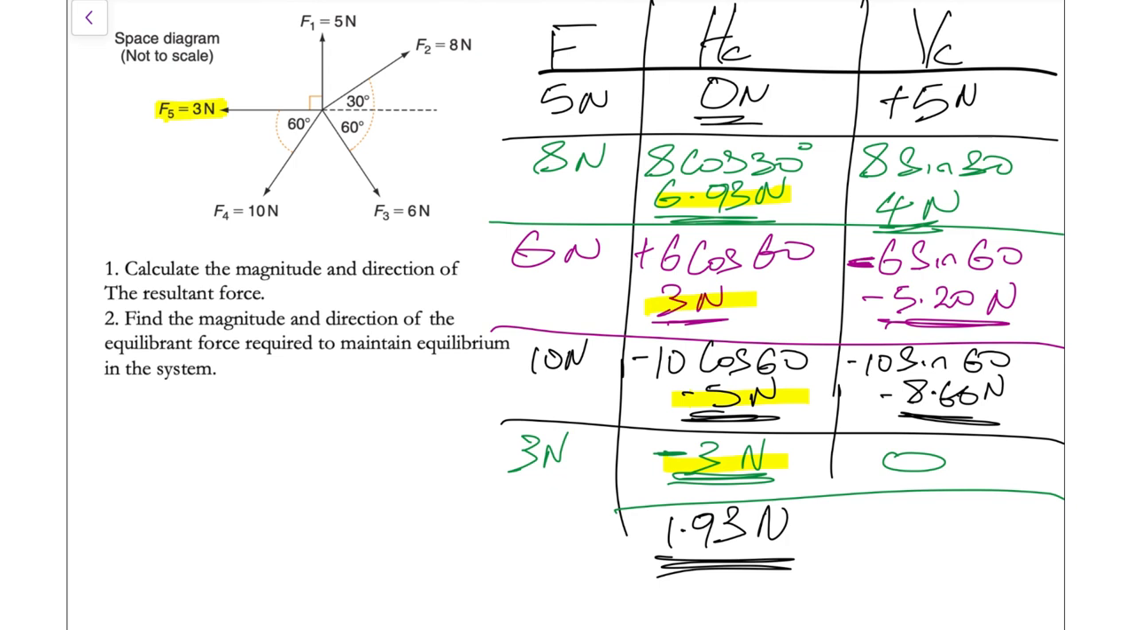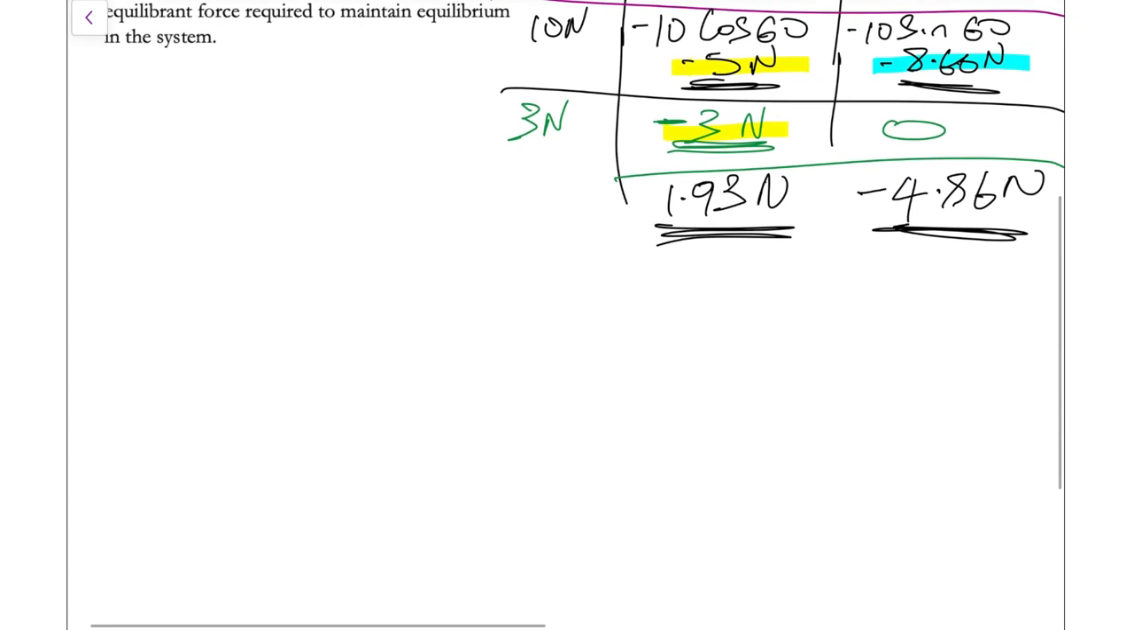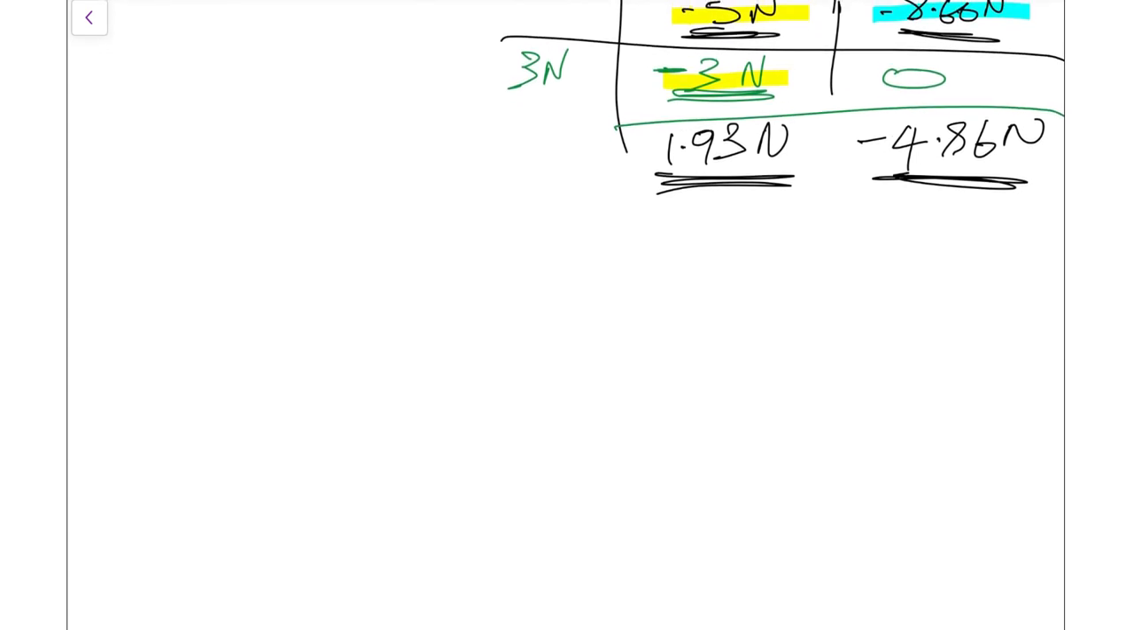And if we go across now to the vertical components, we get 5 newtons plus 4 newtons minus 5.20 minus 8.66 newtons, and that turns out to be negative 4.86 newtons. And that is representing the sum of our vertical force components. Now, what we need to do with this information, this is what's going to allow us to now calculate our resultant and our equilibrium, as well as the directions.